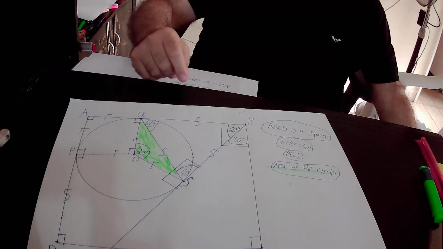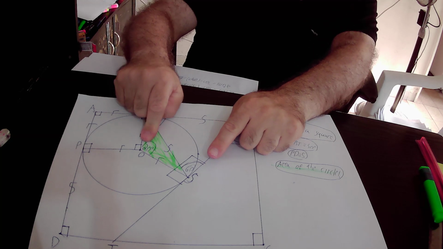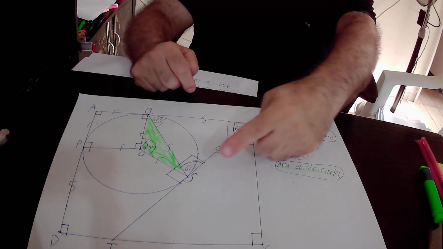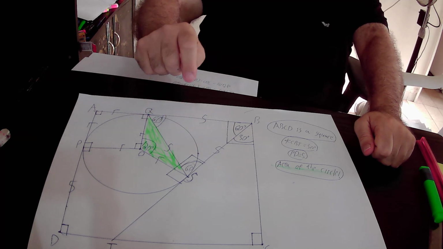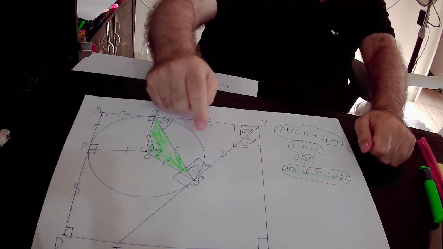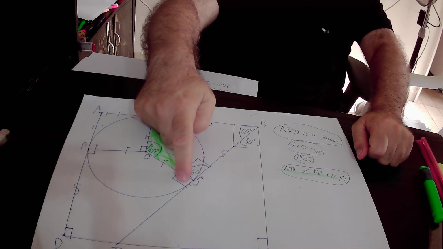Then we joined points O and S together by a straight line. Point O is the center of the circle, point S is the point of the circle itself, therefore OS is the radius of the circle that is equal to R. We have the radius OS that is drawn to the point of tangency, therefore according to rule number 1, this angle equals 90 degrees and this angle also equals 90 degrees.